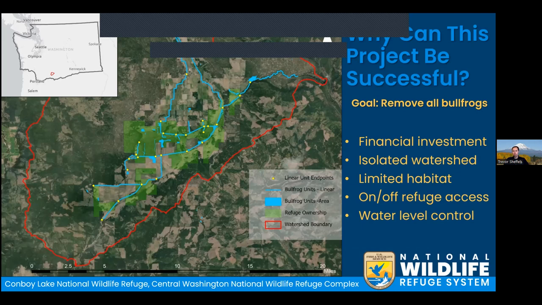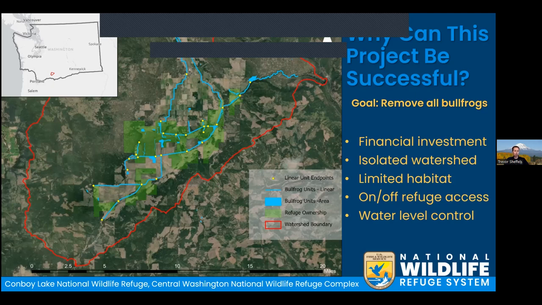So a few reasons why we think this project can be successful. It's an ambitious project, but we do have large financial investment. We saw the quickly declining spotted frog population, knew we needed to remove all the stressors we could, and a primary one being bullfrogs. So we applied for and were successful in getting a large $1 million grant from Fish and Wildlife Service to initiate this project and fund the first 5 years of it. So we do have a large financial commitment, which has been key.